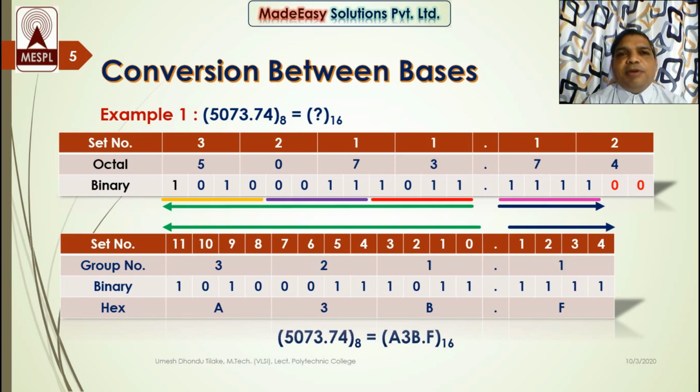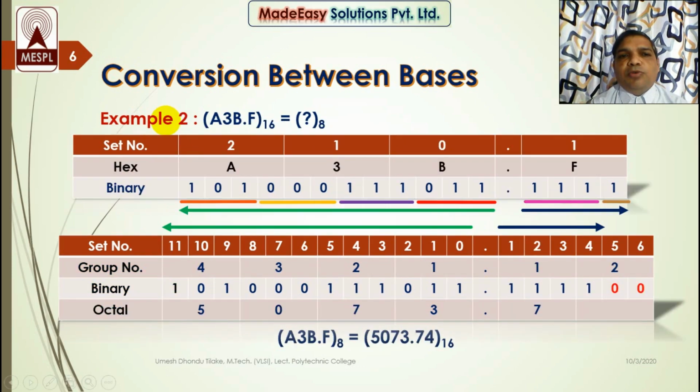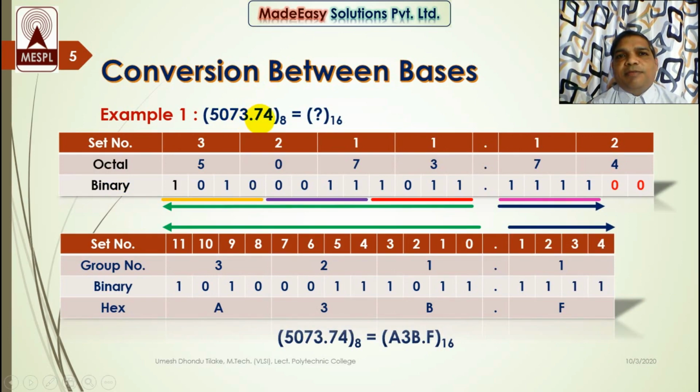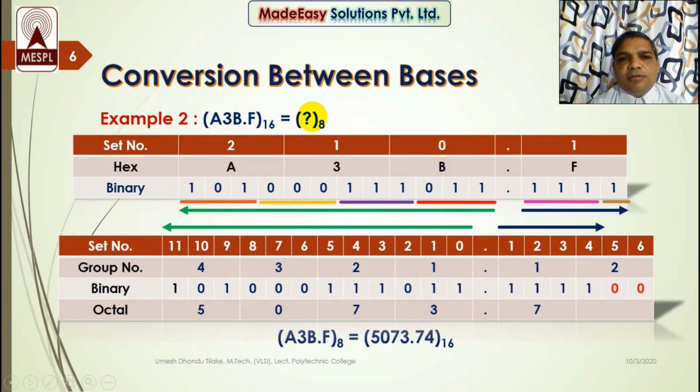Now in the next example we will see conversion from hexadecimal to octal. Example 2 shows you the conversion of a hexadecimal number into an octal number. The given number is in the hexadecimal number system because the base is 16 over here. The same number I have taken, A3B.F, so we should get 5073.74 octal here. So let's check.